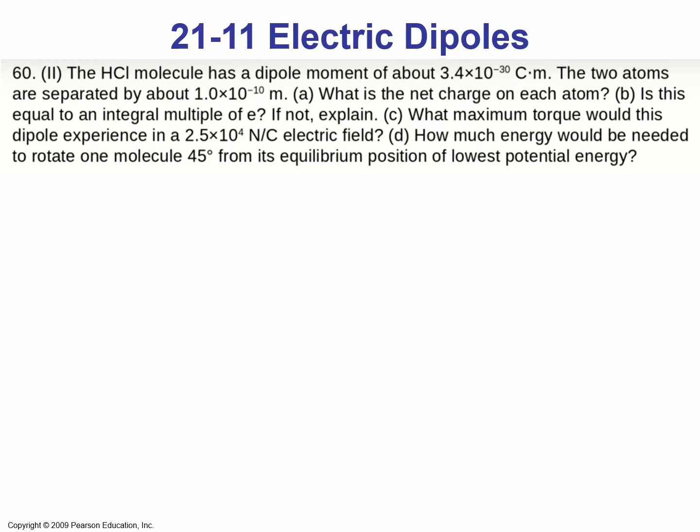So to solve part A, we should refer to the definition of the dipole moment, which is the effective charge of each atom times the separation distance between these two charges. So for part A, we have dipole moment equals Q times L. So we can solve this for charge Q as dipole moment divided by the separation.